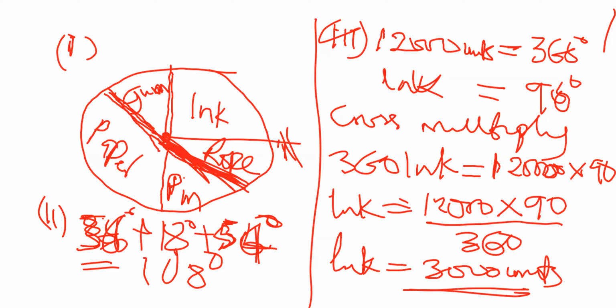Sir, like the 3,000 units that we got, if we use percentage, we can also get the same thing. The choice is yours. All you just need to do is, ink percentage is, say the degree is easier, 25% of 12,000. You get the same answer. It's correct. All of us will do the same thing, so it's even better. Use another method.